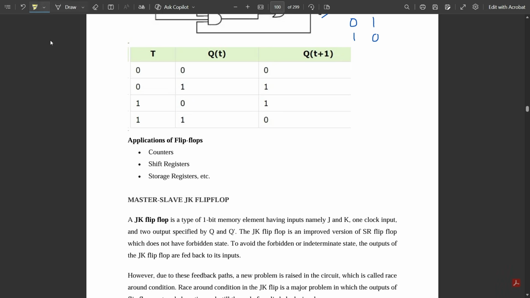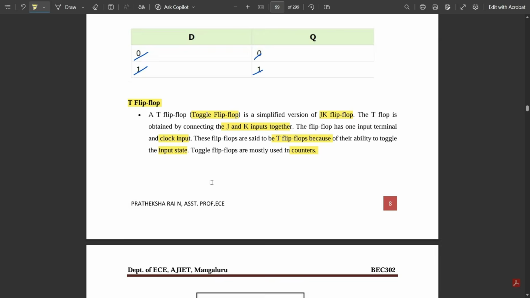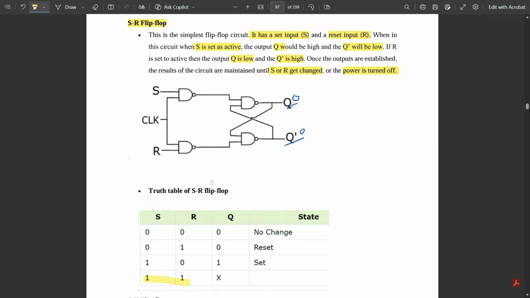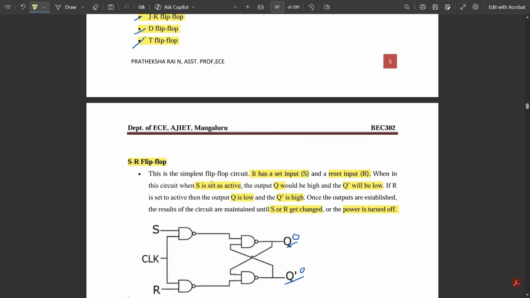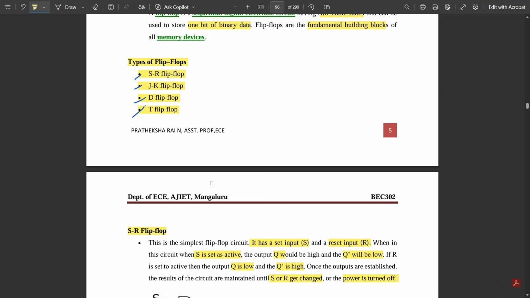Some of the applications of flip flops, which I have already told you during the explanation, are counters, shift registers, and storage registers. Through these concepts we are going to make dedicated videos. So these were the four kinds of flip flop: SR flip flop, JK flip flop, T flip flop, and D flip flop. I hope this is clear to you guys.